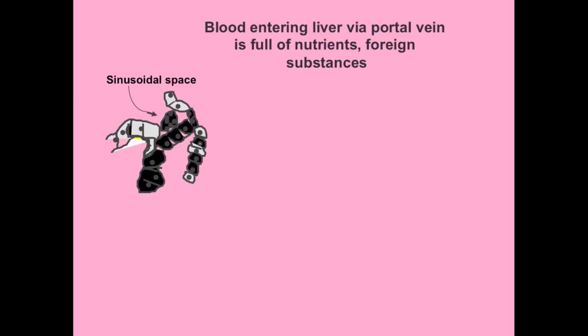Now let's look at what really happens after you have meals. After you have meals full of nutrients, the blood will leave via the portal vein and enter the liver, because most of the metabolism occurs in the liver, right? Your carbohydrate metabolism, lipid metabolism. So your blood, which is full of nutrients, will enter via the portal vein, and remember I said about the sinusoidal space, that is where it is going to go first.